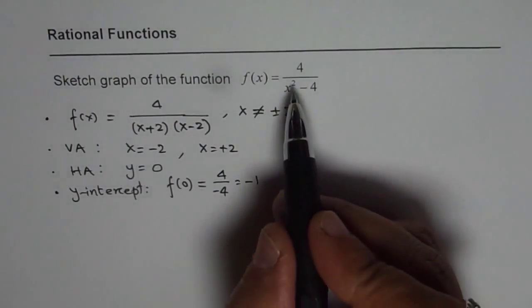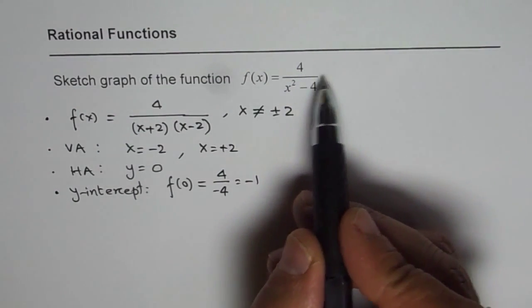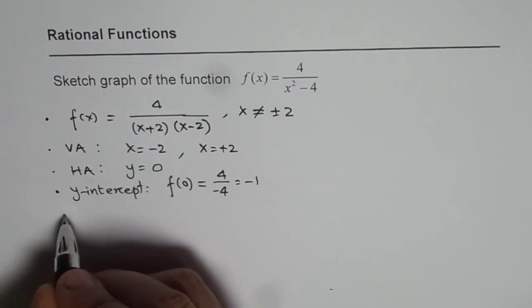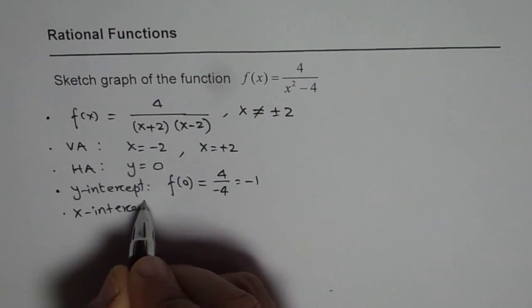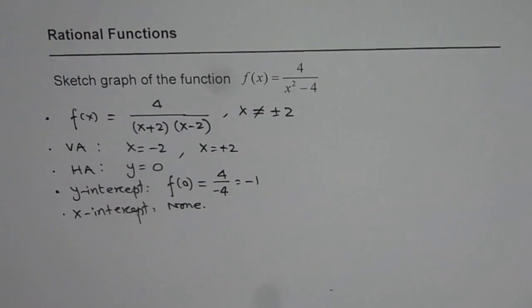Now the x-intercept is not there since the numerator can never be 0. The numerator is 4, right? So therefore there is no x-intercept. So let me write down here, x-intercept is none, right? So there is no x-intercept for the given function.